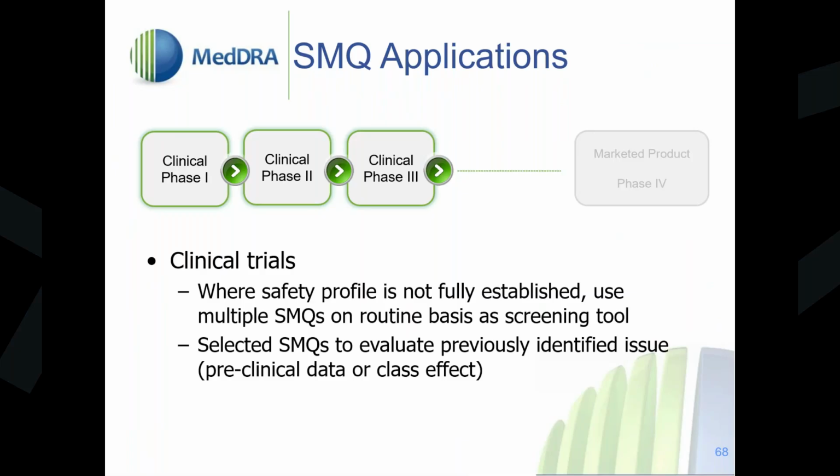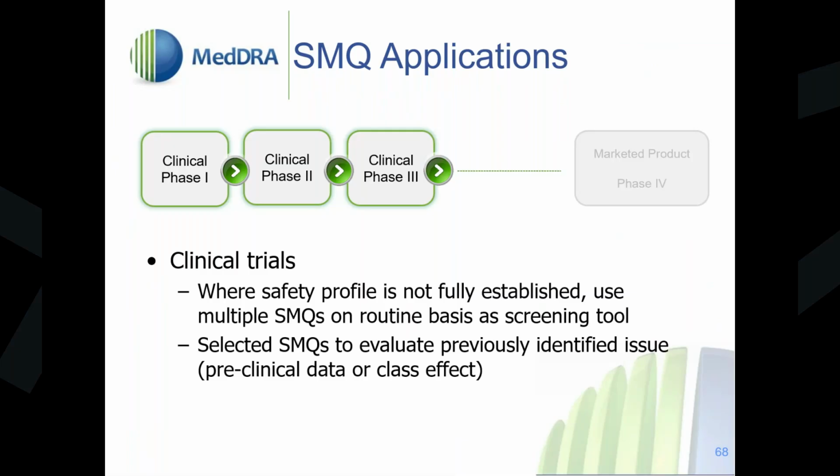So if you're at the stage in clinical trials where you maybe don't have yet a full safety profile established for your product, you can use multiple SMQs routinely as screening to see: am I getting hits for renal issues, or renal SMQs, or hypersensitivity SMQ? Am I getting any hits there?